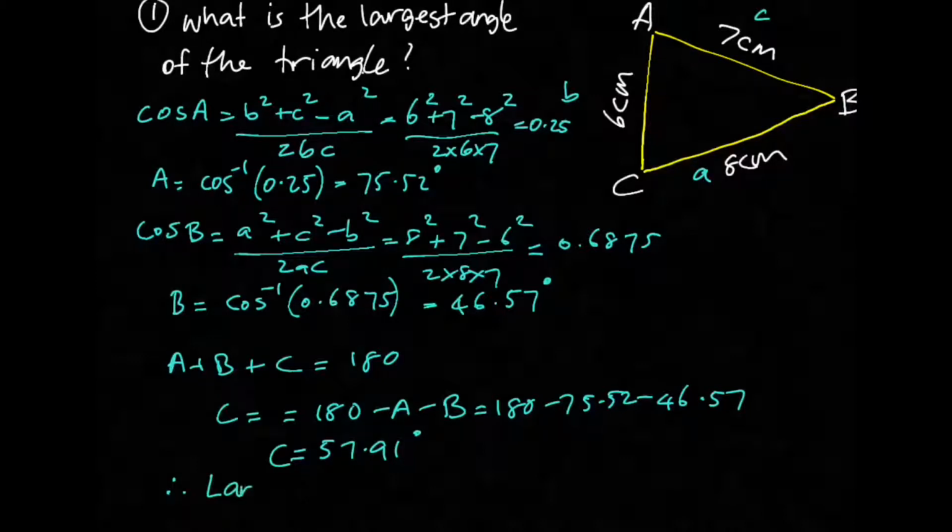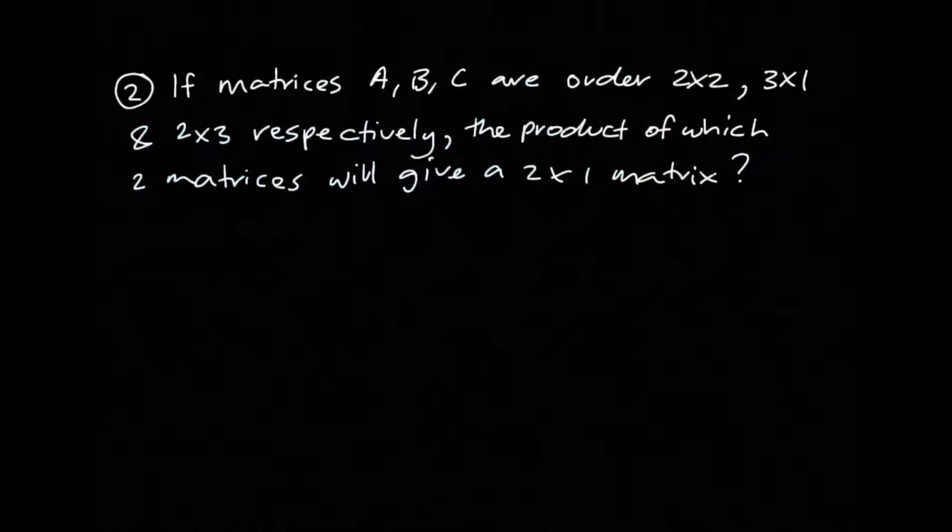Therefore, the largest angle is A. Okay, question 2. If matrices A, B and C are order 2 by 2, 3 by 1 and 2 by 3 respectively, the product of which matrices will give a 2 by 1 matrix?